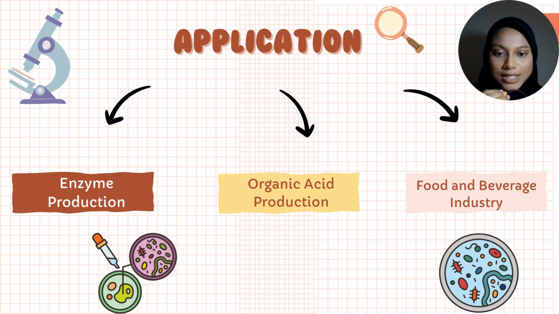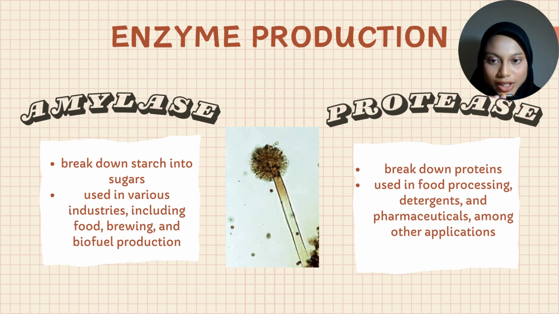This microbe has a main role in these three applications: first is enzyme production, second organic acid production, and the third is the food and beverage industry. The first application is enzyme production. Amylase breaks down starch into sugars and is used in various industries, including food and brewing. The second enzyme is protease. It breaks down proteins and is used in food processing, detergents, and pharmaceuticals, among other applications.